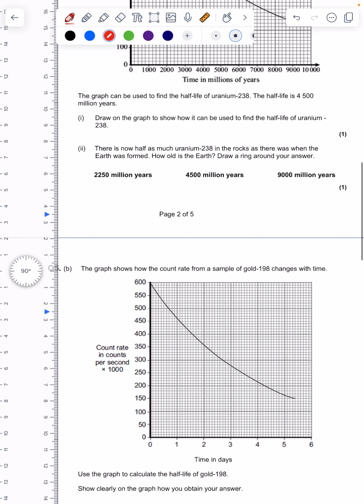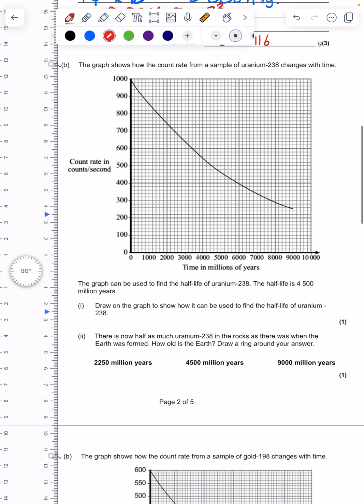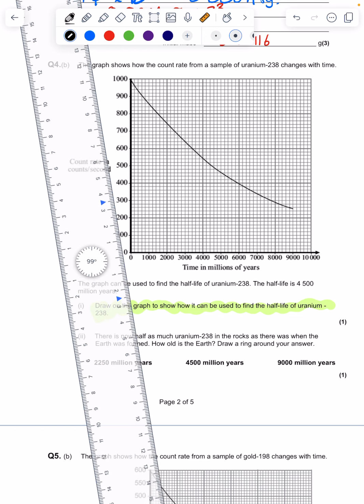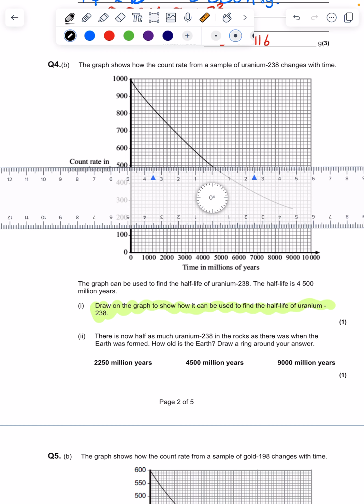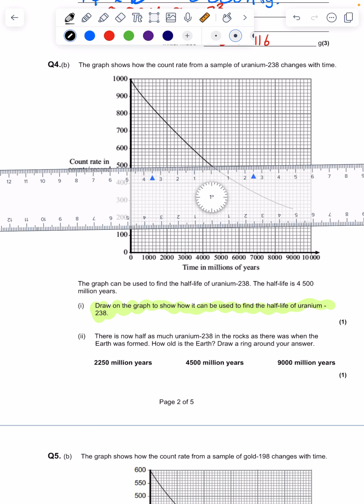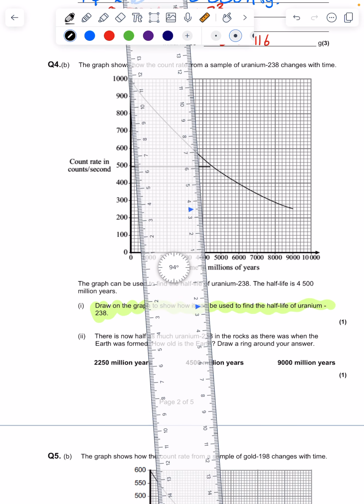Just here we have a half-life graph, and it says how it changes with time. Draw on the graph to show how it can be used to find the half-life of uranium. So we have 1,000 for our count rate. Half of 1,000 is 500. Draw a line at 500. And then the point where it meets the gradient, that's where we go down.